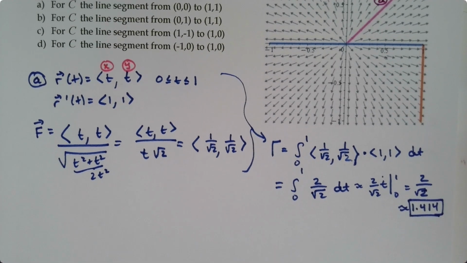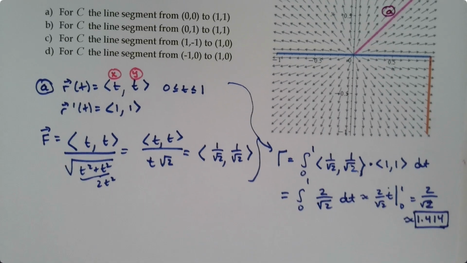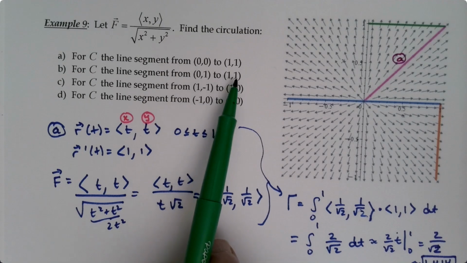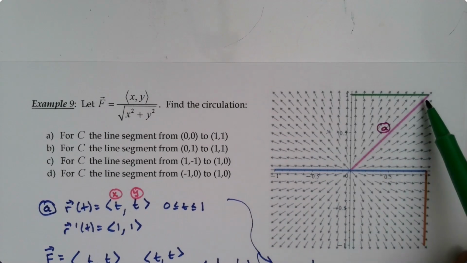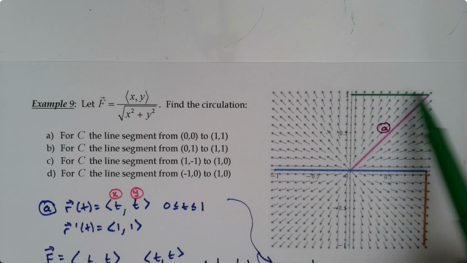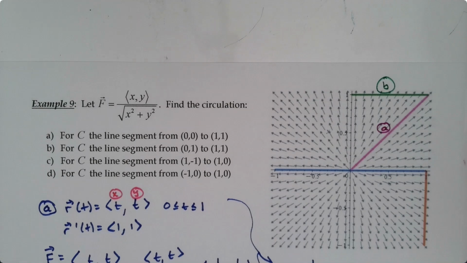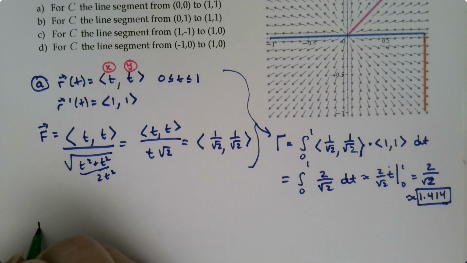Now let's look at B. Now, which one's curve B? Curve B is from 0, 1 to 1, 1. So over 0, up 1, to 1, 1. So it's this piece right here, right? So this is B right there. All right, so let's do B over here.